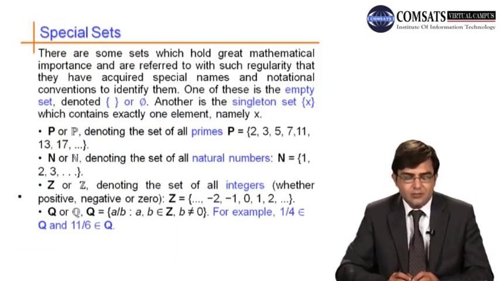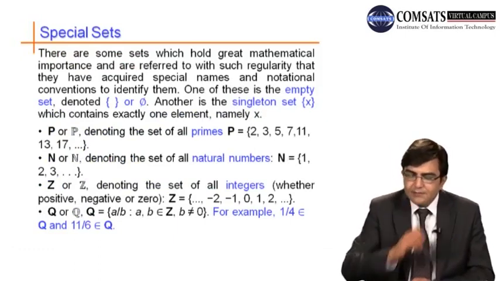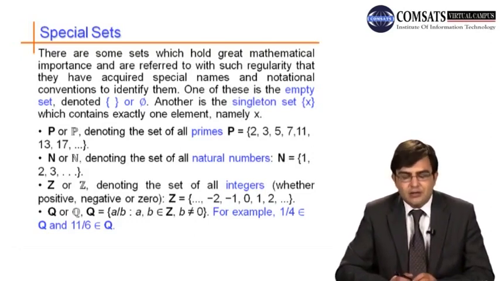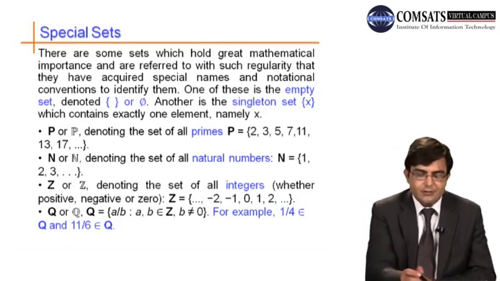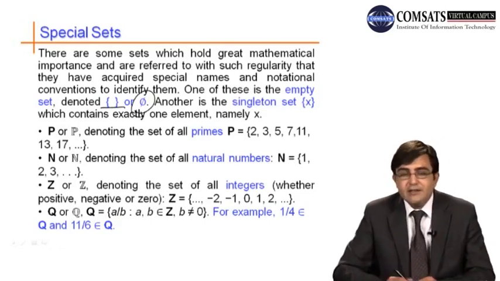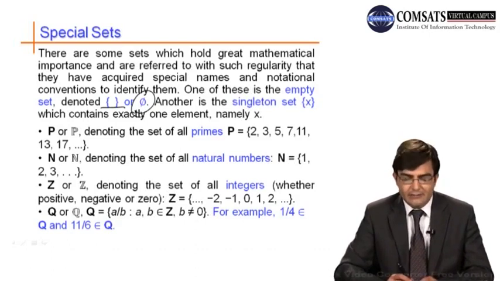In mathematics there are some common sets which are well defined. These sets have some special notation and convention to identify them. For example, first of all, the empty set is denoted by two empty brackets or this notation. Another is a singleton set, which contains only one element. These are the most common sets which we use, and you have already studied them in earlier classes.